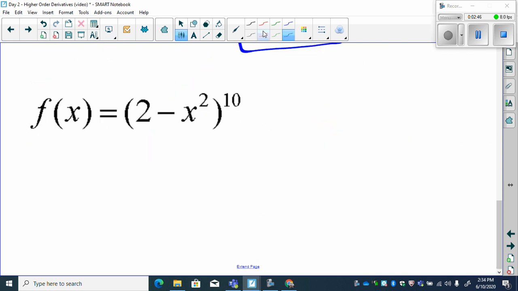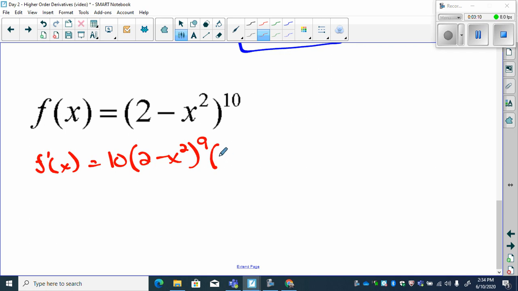Finally, f of x equals 2 minus x squared to the 10th. Well, f prime x, if I want to do the derivative of that, we know that this is a chain rule, so the 10 would come down in front of the bracket. I would rewrite the entire bracket, 2 minus x squared, subtract 1 from the original exponent, so 10 becomes 9, multiply by the derivative of what's inside the bracket. So what's the derivative of 2? Well, that would be a 0.